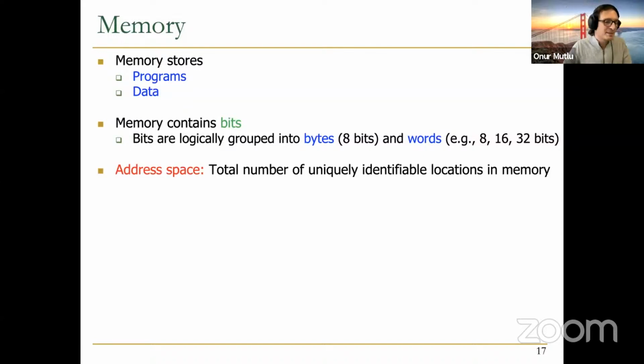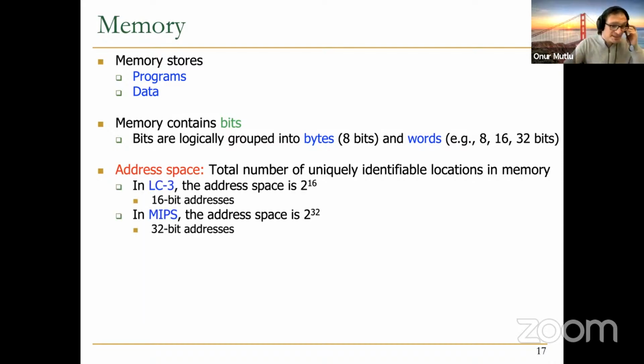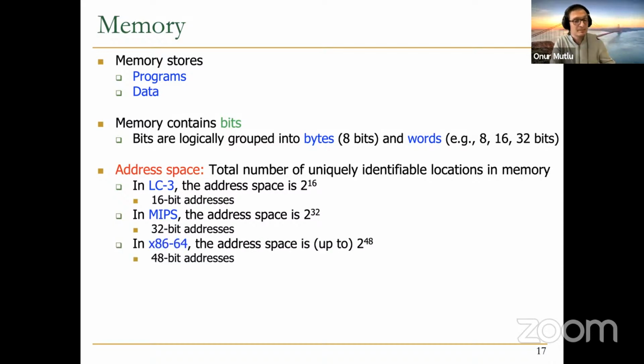Okay, so address space, we've already defined it, but I'm going to define it again because it's also described in the ISA. It's the total number of uniquely identifiable locations in memory. In LC3, Little Computer 3, the address space is 2 to the 16. You have 16-bit addresses. Not a whole lot, right? In MIPS, the address space is 2 to the 32, 32-bit addresses. In x86-64, which is a much more modern instruction set architecture, the address space is up to 2 to the 48 today, but over time it may change, of course. So you can have 48-bit addresses, okay?